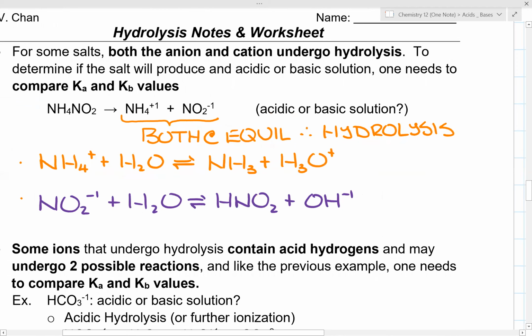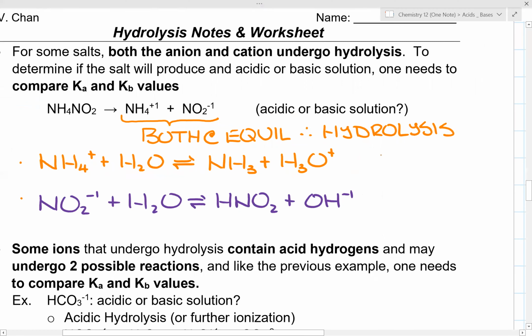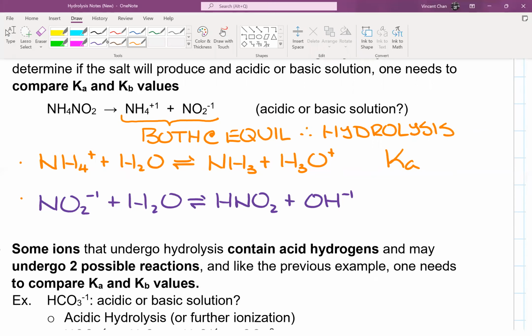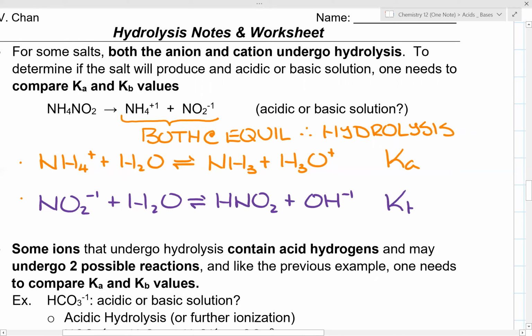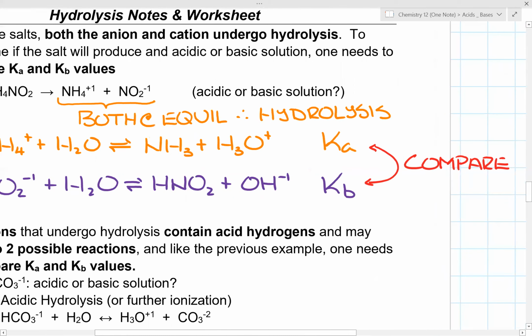Now, in this case, because both of them react, for NH4 plus, because we produce H3O plus, we have a Ka value. And for NO2 minus, we would have a Kb value. And so what we need to do is determine our Ka and Kb, and compare. Whichever one is bigger would be the dominant reaction.